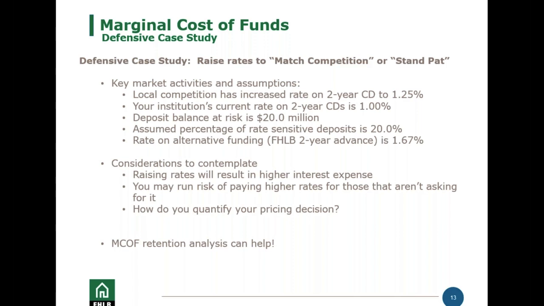In this example, we believe $20 million in existing deposit funds are close to maturity from other term CDs you offer, and nearly 20% of this balance will jump to the competitor's product priced at 1.25%. Your trusty alternative source of funds, the FHLB Des Moines, prices their 2-year advances at 1.67%. This is your alternative cost of funds, should you choose to stand pat, hold the line at 1%, and replace those lost deposits that jump ship.